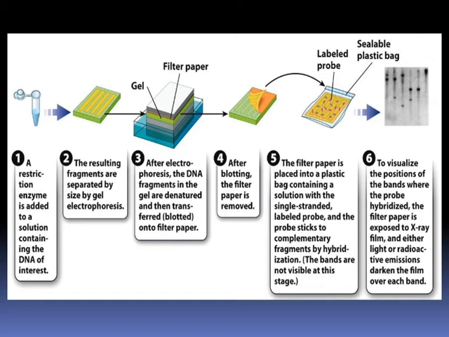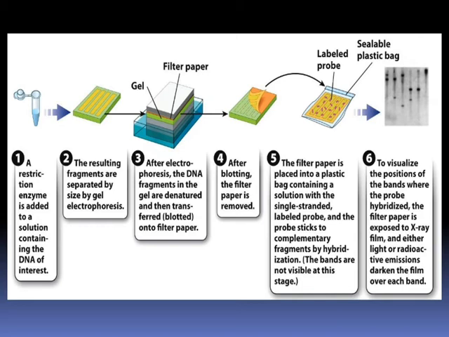Next, the resulting fragments are separated by size by gel electrophoresis. Second, we run the gel electrophoresis, so the fragments are separated based on size. Afterwards, whatever is on the gel has to be transferred to the nylon membrane for the further process. So the third step: after electrophoresis, the DNA fragments in the gel are denatured and then blotted onto the filter paper.